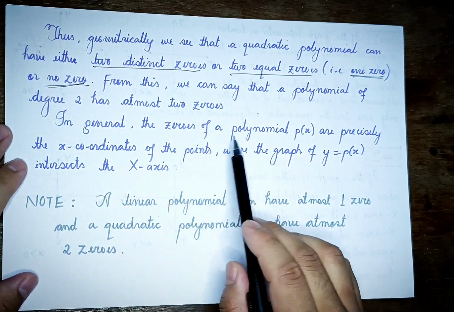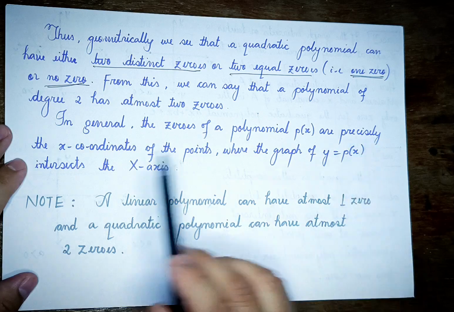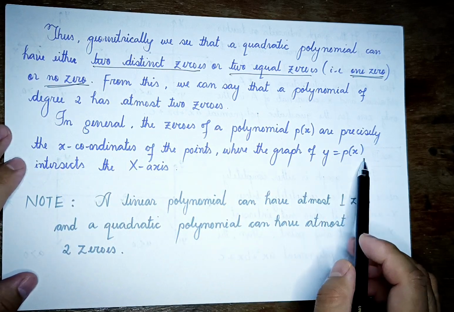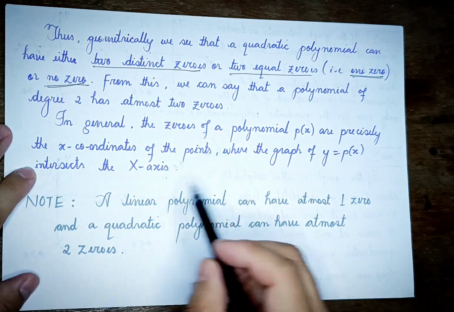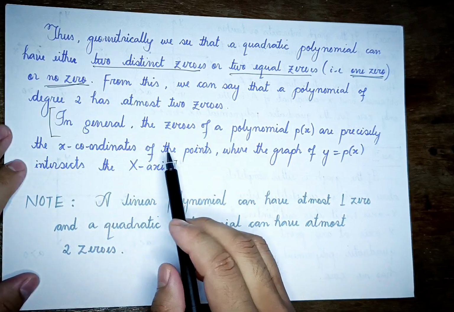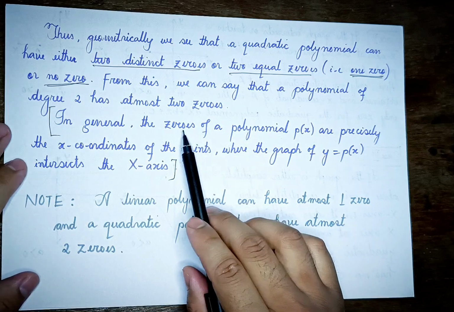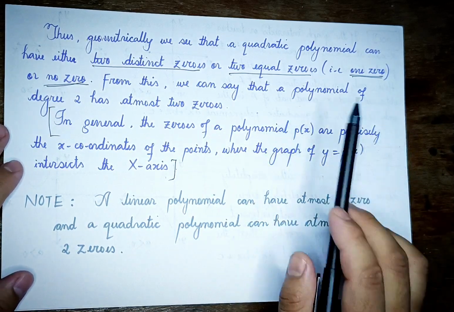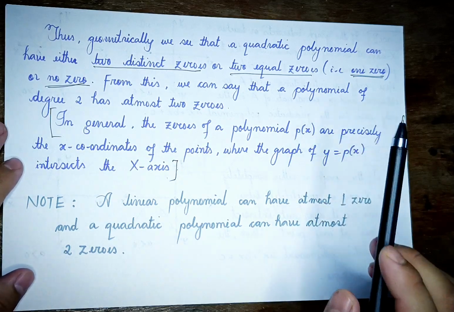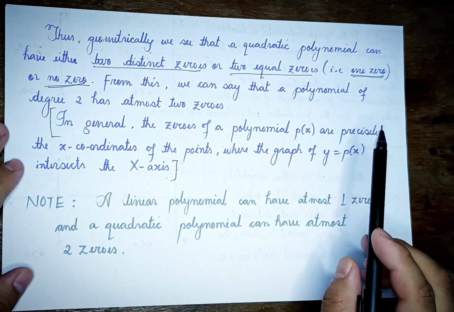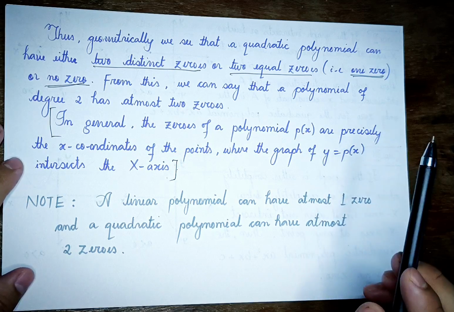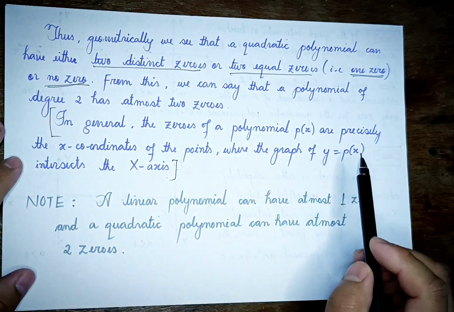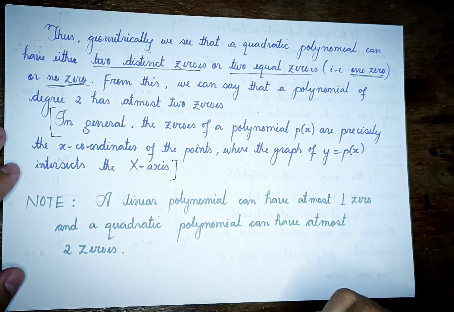In general, the zeros of a polynomial p of x are precisely the x coordinates of the points where the graph of y equal to p of x intersects the x-axis. This is an important one. You must know how to find the zeros by just looking at the graph. The intersecting point of the graph and the x-axis will give the zero of the polynomial.